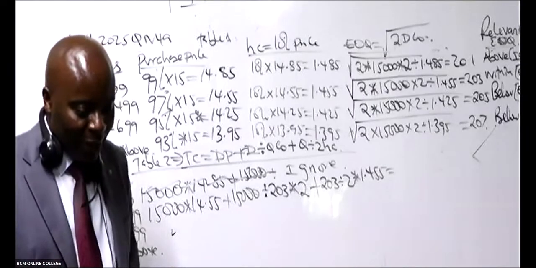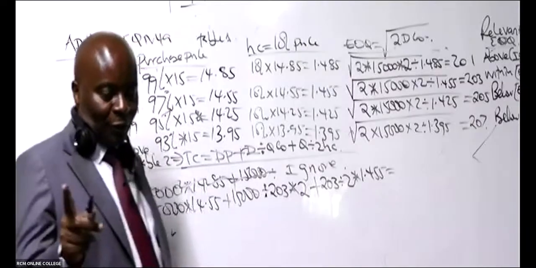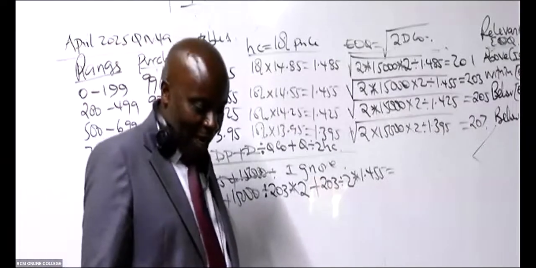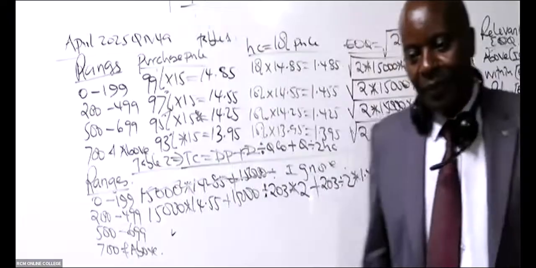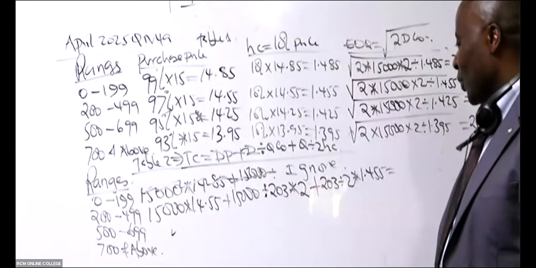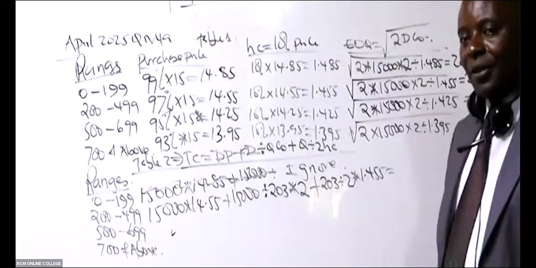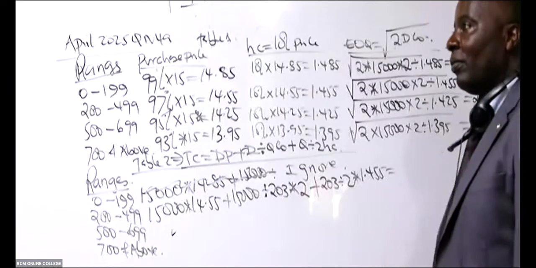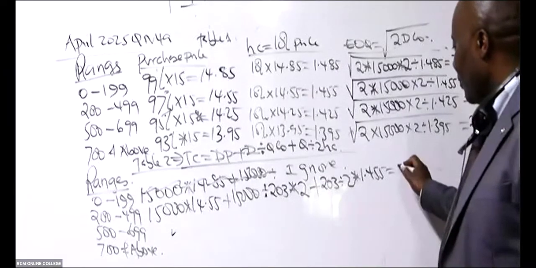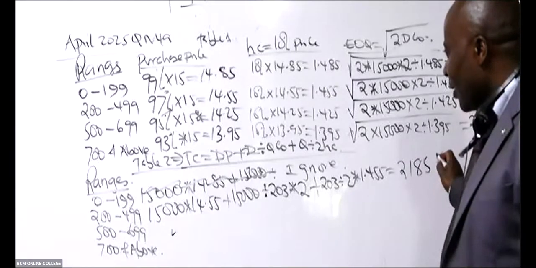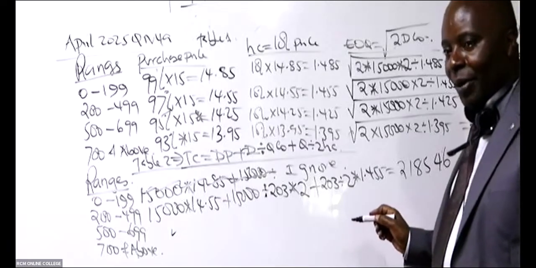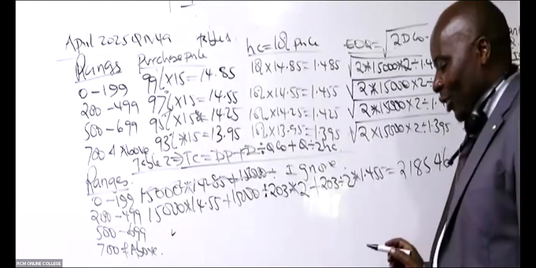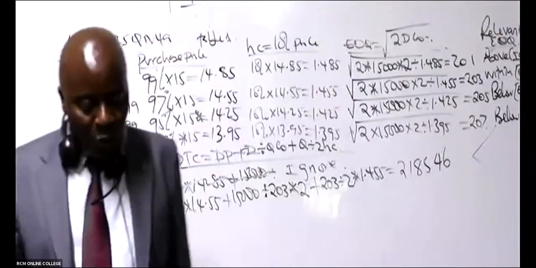So Tina gives me 218. I'm waiting for the physical students to as well give me this figure. $218,580. Thank you so much. So we go to the next class.